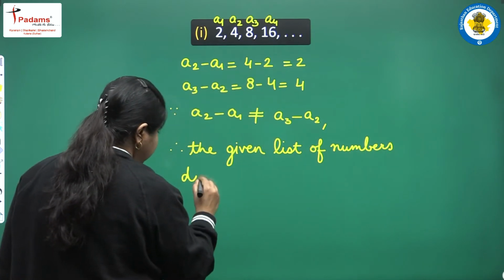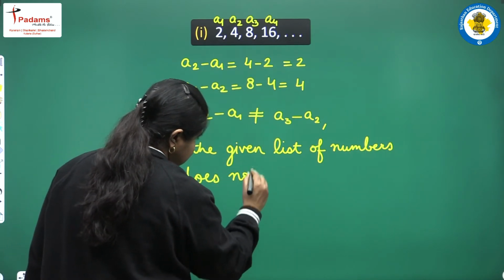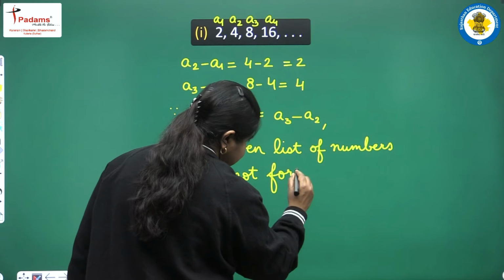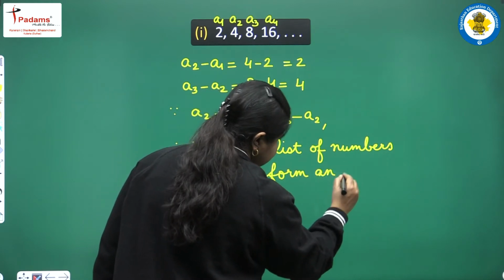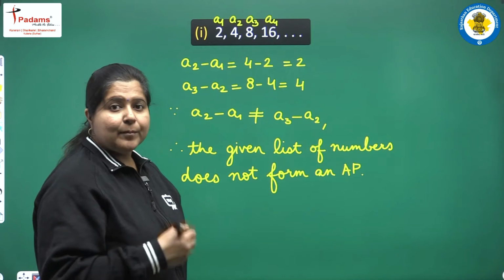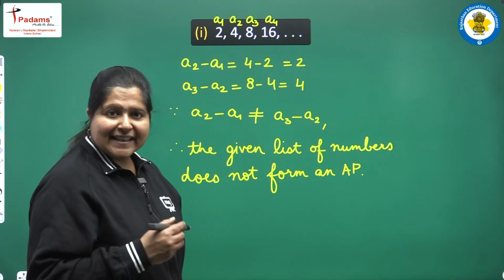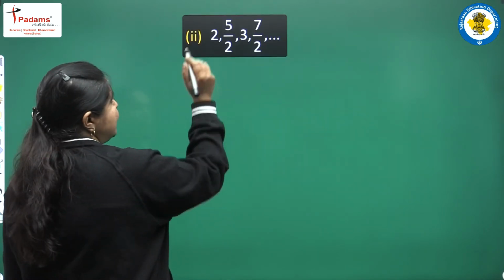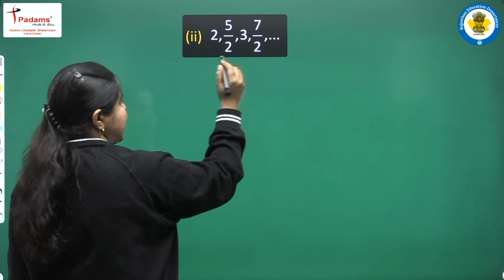does not form an AP. और क्योंकि AP नहीं है तो कॉमन डिफरेंस नहीं है और इसलिए हम अगली टर्म्स भी नहीं लिख सकते. नेक्स्ट वी हैव 2, 5/2, 3, 7/2 एंड सो ऑन.